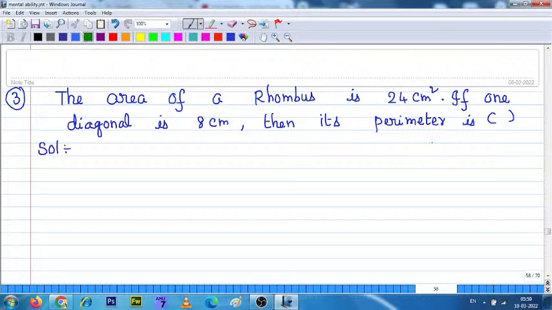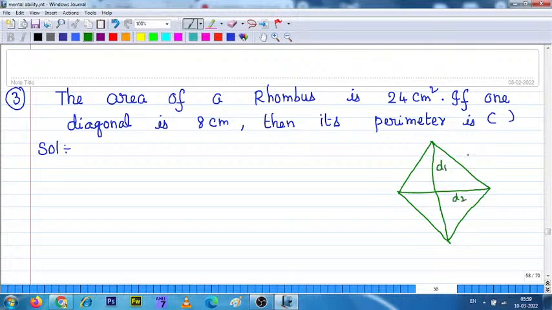See, for example, this is the rhombus. So diagonals, right? Say suppose D1, this is D2, side is A. First we need to determine side. For example, this is a right angle triangle. They meet at O. Say ABCD, ABCD, right?